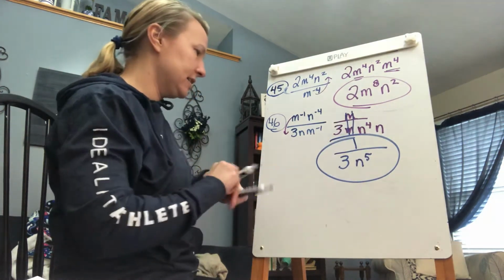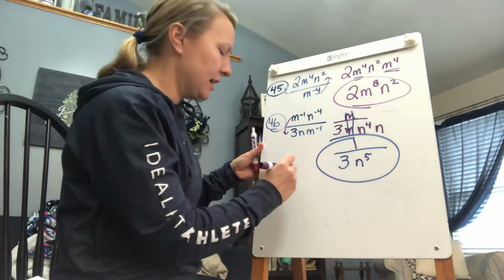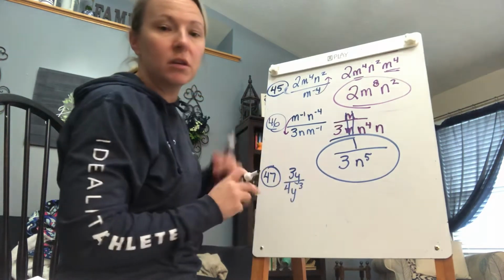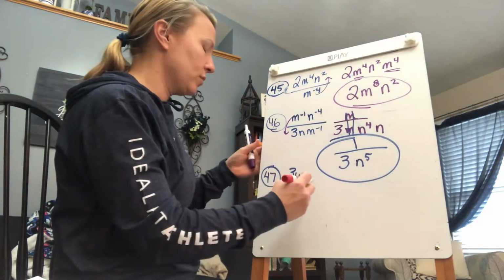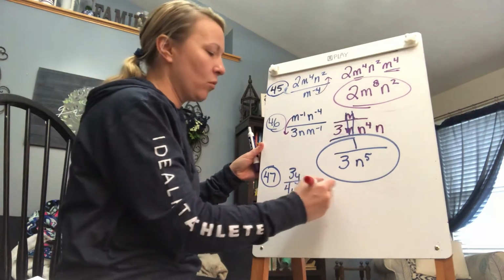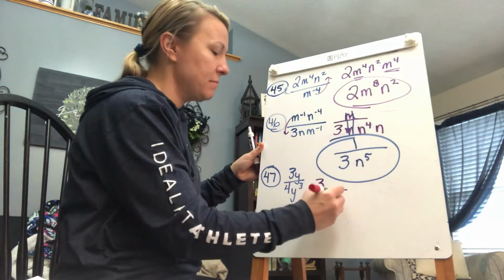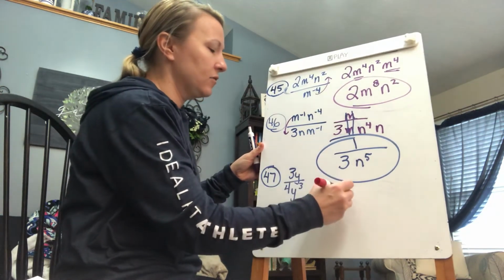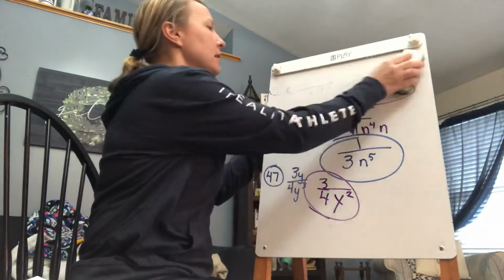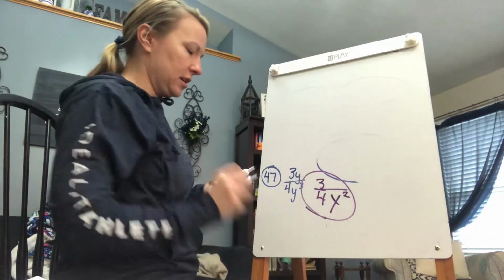Number 47. 47 says 3y over 4y to the 3rd. And so I leave the 3 over 4. And then I have, where are my more y's? Nothing's negative, so I'm just going to leave it. There's more y's on the bottom. And so I have 3 take away 1 gives me 2 y's. Okay, just a couple more on this one. I'll leave that up for you for a second.